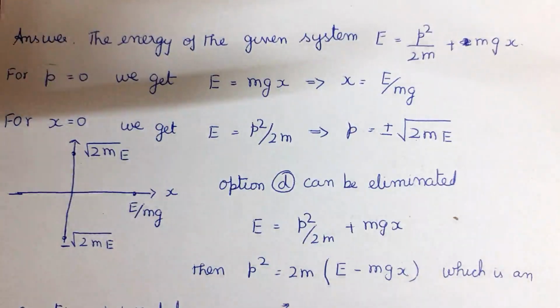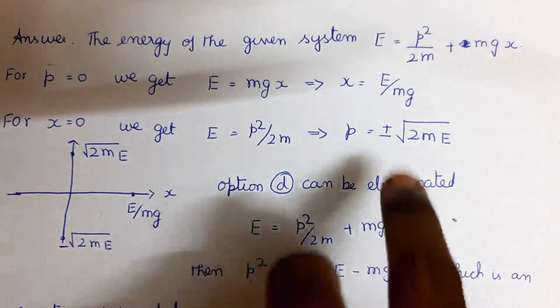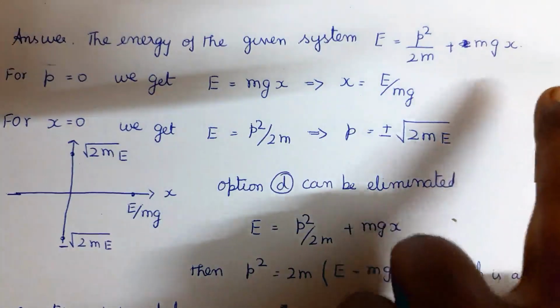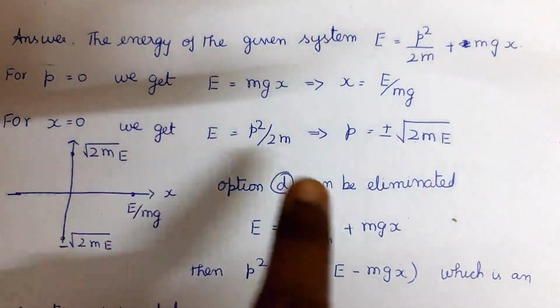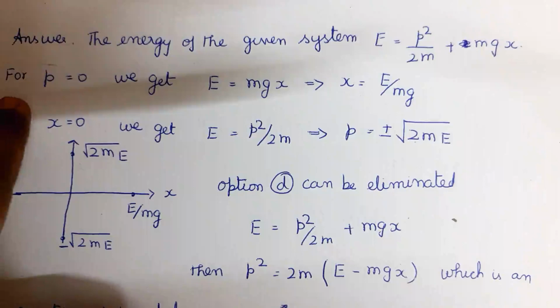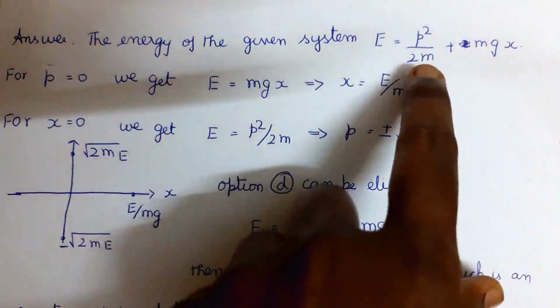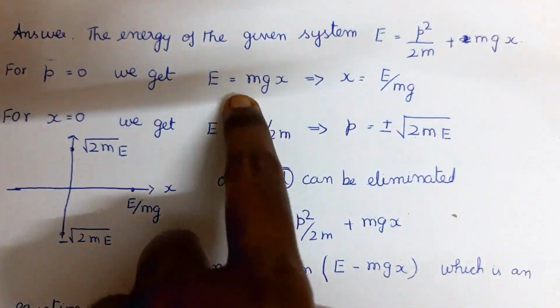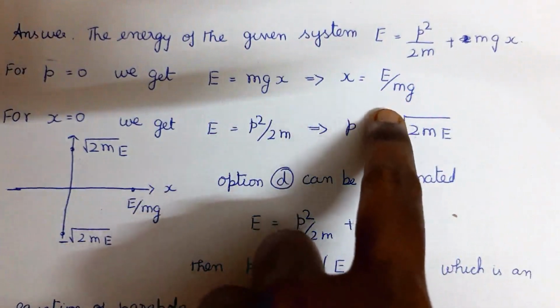So first, before solving this, we have to write the total energy of this system, that is for the bouncing ball. We know that the kinetic energy is p²/2m and the potential energy is given in the question, that is mgx. First, a phase space diagram is a plot between p and x. So first we will write, for p equal to 0, what will be the value of energy. When we substitute p as 0, we will be getting E = mgx. Then x = E/mg.